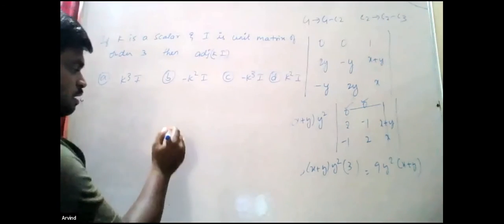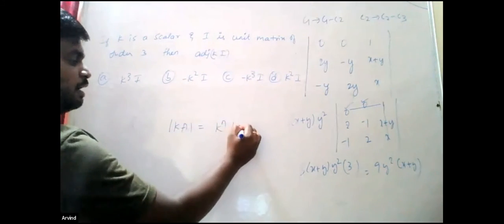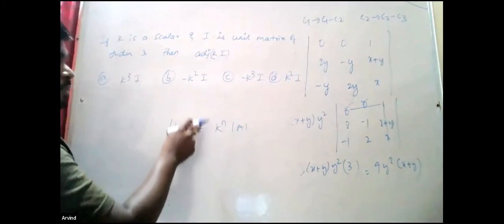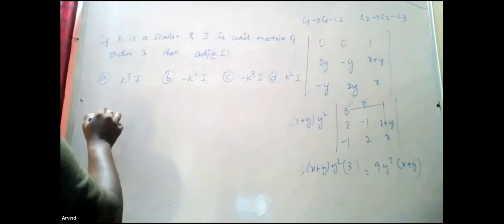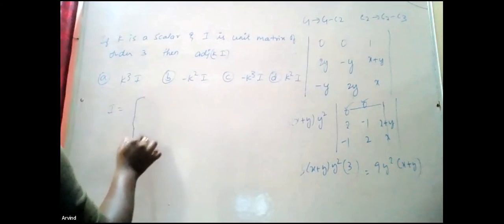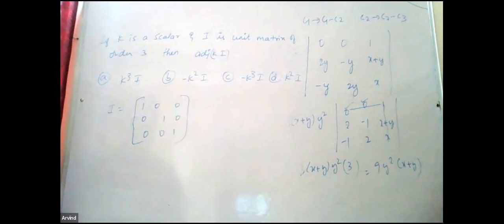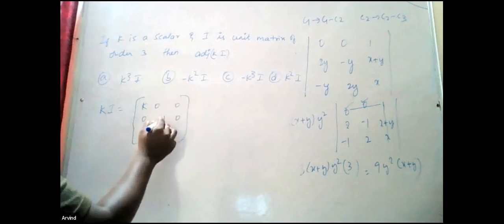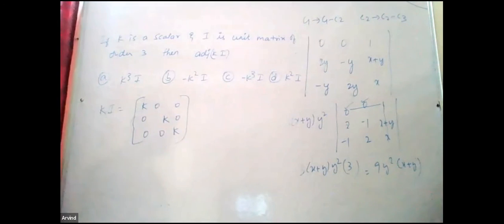Don't get confused. We have told you a formula today: determinant of KA is K to the power n into determinant of A, where n is the order. That is for determinant. But here they are asking for adjoint of KI. First find KI. I is 1 0 0, 0 1 0, 0 0 1, a 3 cross 3 matrix. So what is KI? Multiply K with everything. K into 1 is K, the rest are 0. Again K into 1 is K, K into 1 is K. This is your KI. Find the adjoint of this.